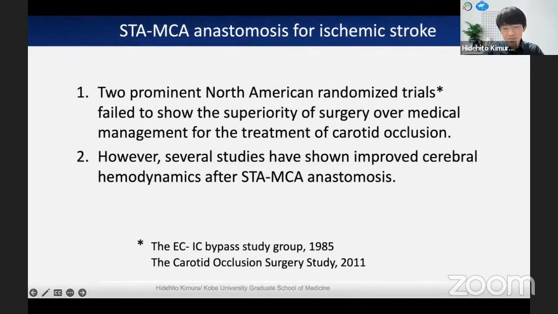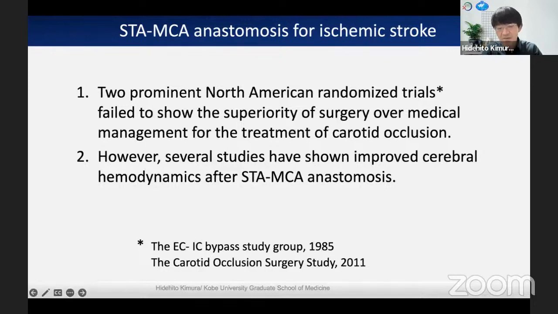As you know, two prominent North American randomized trials unfortunately failed to show the superiority of surgery over medical management. But both randomized trials had major complications during the perioperative period, within 30 postoperative days, a high frequency of postoperative morbidity. So due to this morbidity, the randomized trials could not reveal the clinical significance between the surgical group and the non-surgical group.